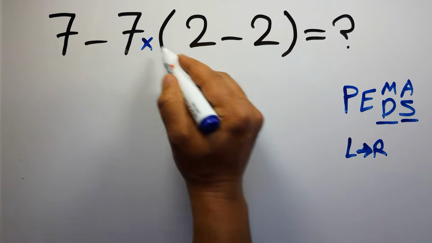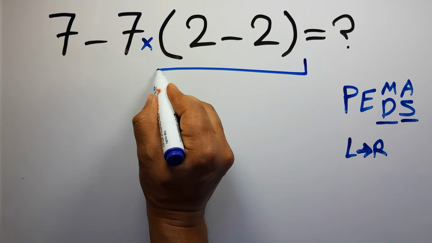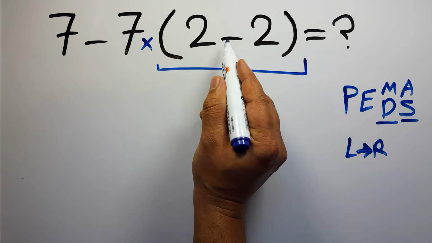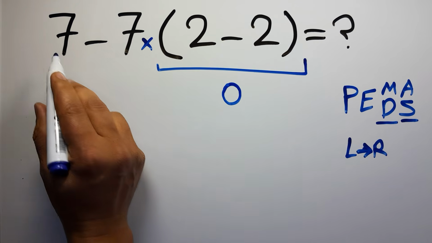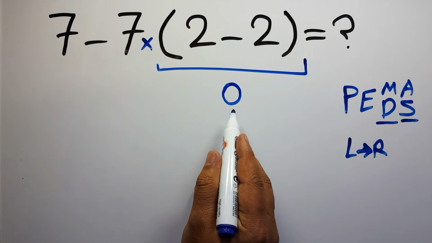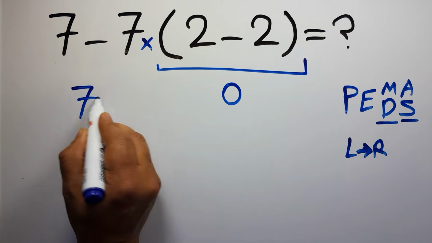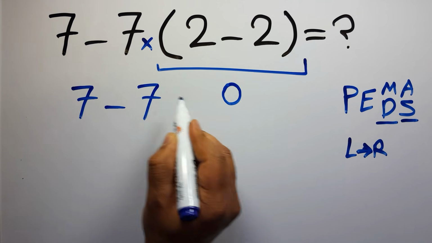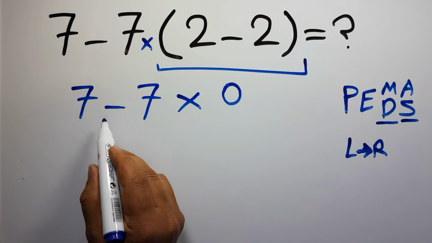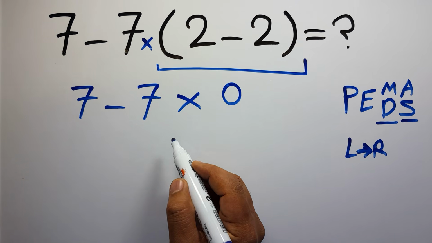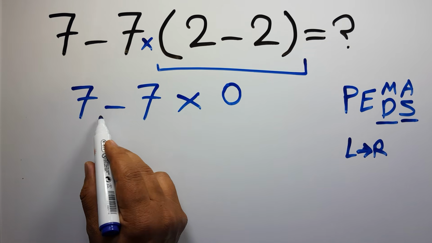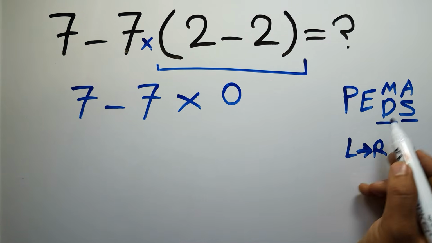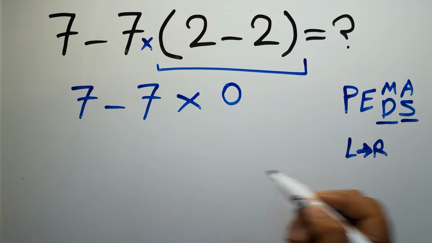So first we have to do this parentheses. Inside this parentheses, we have 2 minus 2, which equals 0. So we have 7 minus 7, then times 0. Now we have one subtraction and one multiplication. According to PEMDAS, multiplication has higher priority than subtraction because multiplication comes before subtraction.